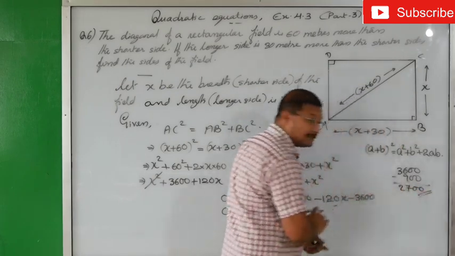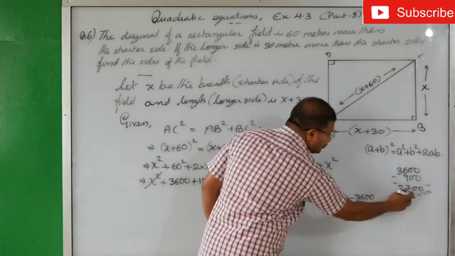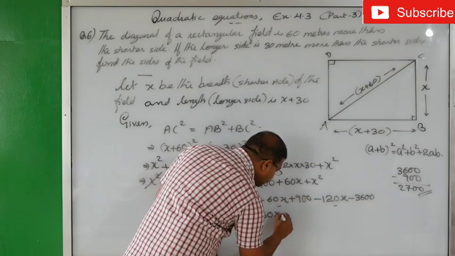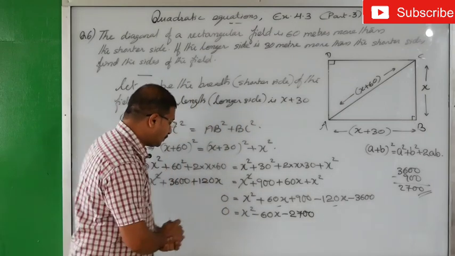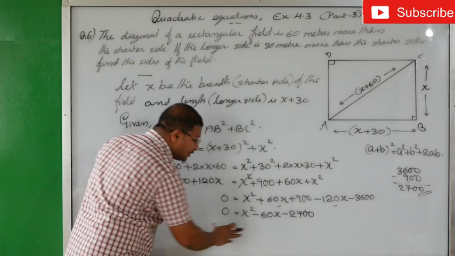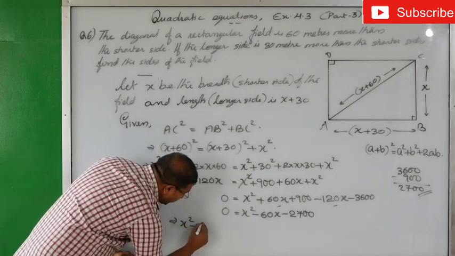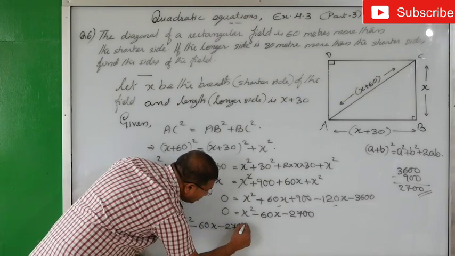2700. Subtract and check it. Okay, this equals... That means 2700. What will you write here? The bigger number is minus, so we will write minus 2700. Is it okay? So this implies, now this entire right side you can write to the left side: x square minus 60x minus 2700 equal to 0.